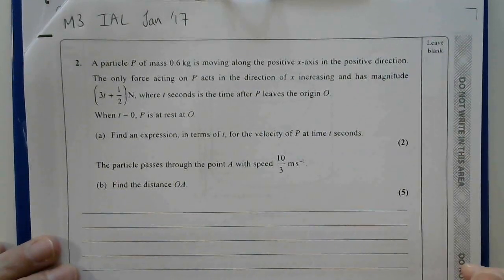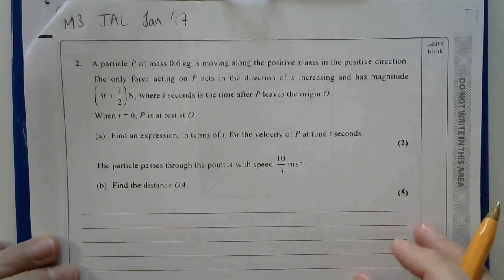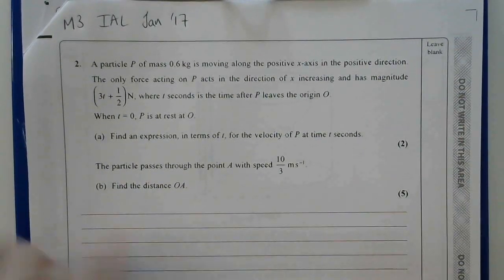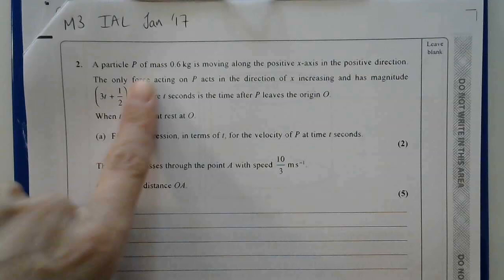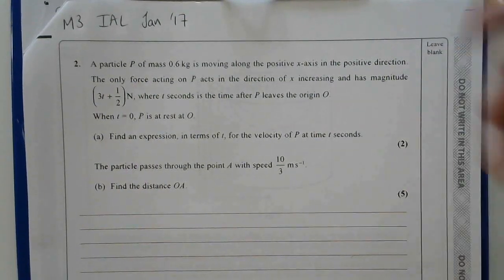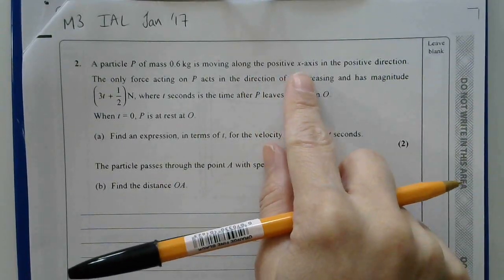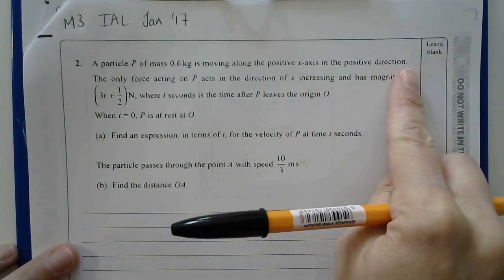Hello, today I'm looking at M3 International A-Level January 17. This is question 2 and I can see that this is testing me on variable forces, variable acceleration. So here I have a particle of mass 0.6 moving along the positive x-axis in the positive direction.